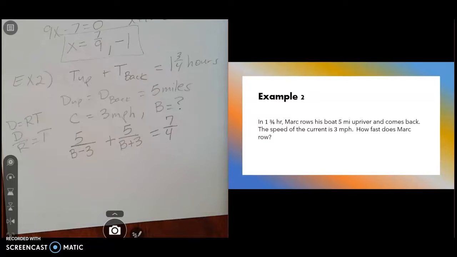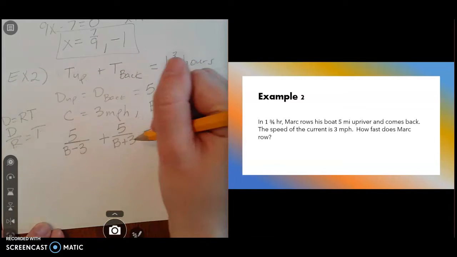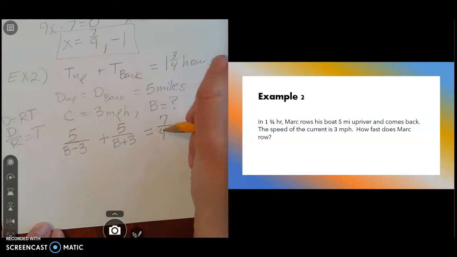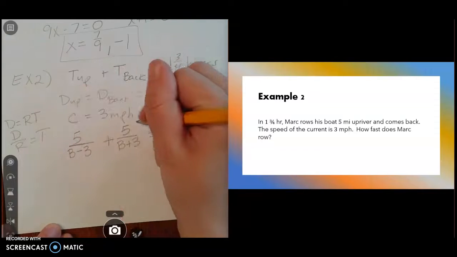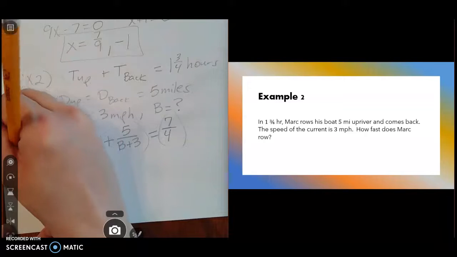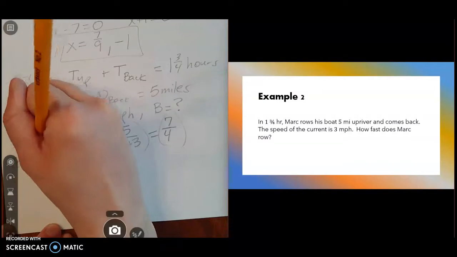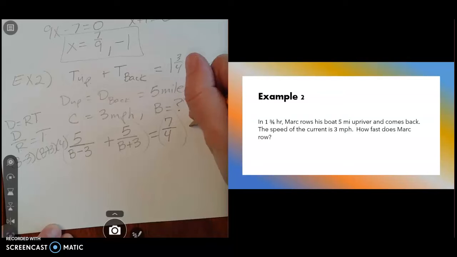So I'm going to multiply by that least common denominator, which means I'm going to multiply by b minus 3, b plus 3, and 4. So it's going to be a fun time, all right? So that's what I'm going to do. I'm going to multiply both sides of my equation by the same thing. I'm going to multiply by b minus 3, b plus 3, and 4. I'm going to multiply all terms on both sides of my equation by that LCD.